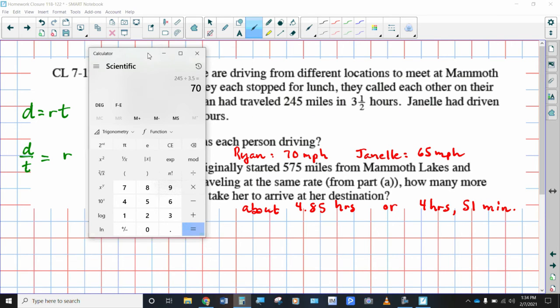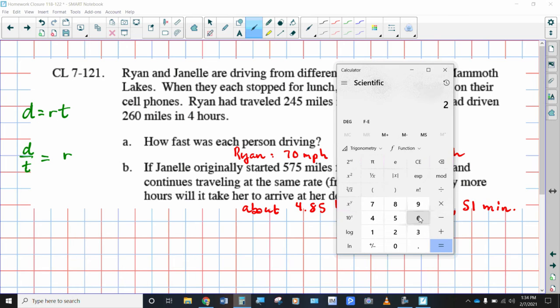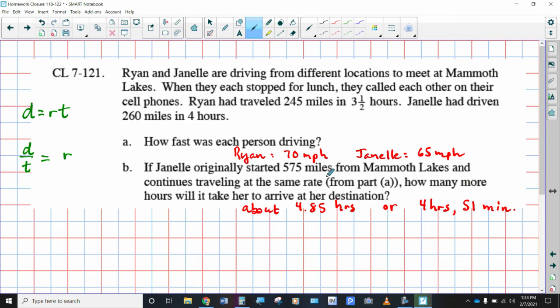Janelle was going 260 miles in 4 hours, which is 65 miles per hour. So those are their rates of speed. Now that we've got that piece of information, let's read the rest of this problem. If Janelle originally started 575 miles from Mammoth Lakes and continues traveling at the same rate of speed, 65 miles per hour, how many more hours will it take her to arrive at her destination?